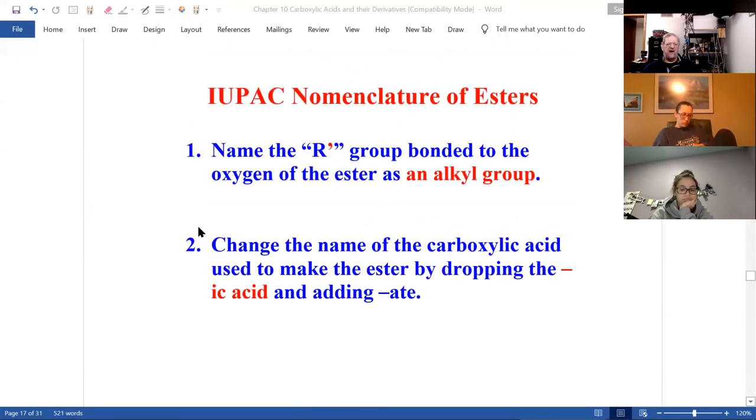All right, let's talk about how you name an ester. And let's do one.